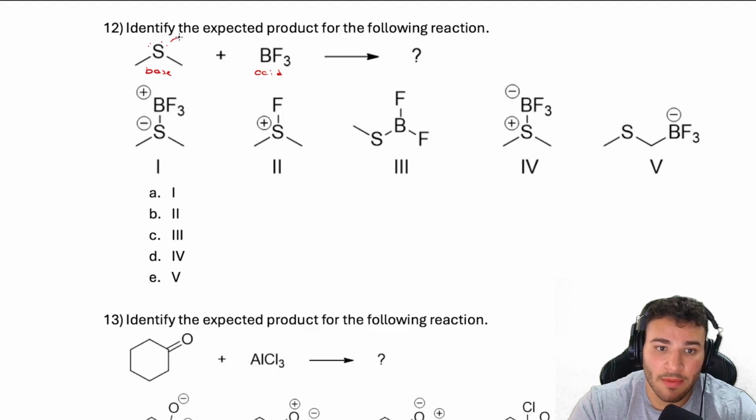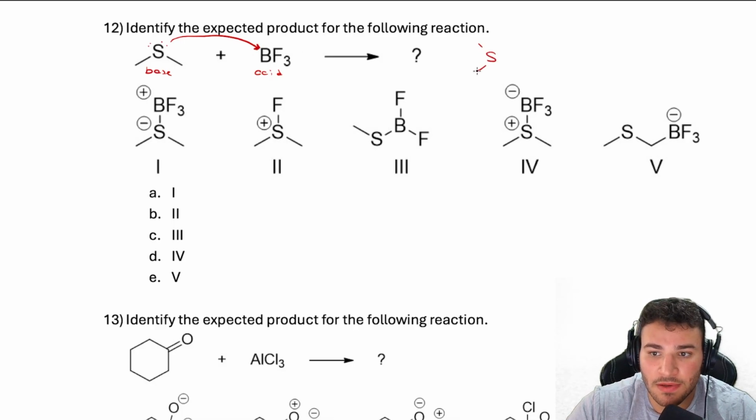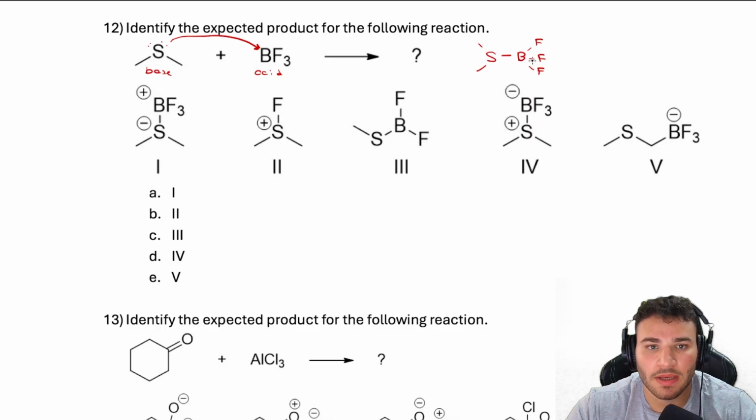And so remember how we draw a mechanism. We're going to take this lone pair, and this lone pair is going to attack the boron, and we're going to form something like this, right? I always like to draw the product and then match it to one of the answer choices. And so it's going to be something like this. I'm not going to write BF3, I'm just going to write B.